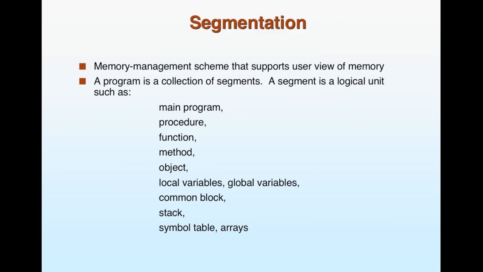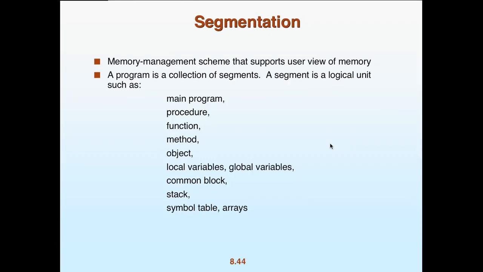What do we think about memory? We think about main, procedures, functions, classes, objects, all sorts of different programming constructs. So the program is a collection of segments, and the segment is the logical unit. A segment can be an object, a block, a stack, a symbol, an array. Anything that would be considered a segment of the program. And that abstraction is, again, created by the programmer or the user versus the program.